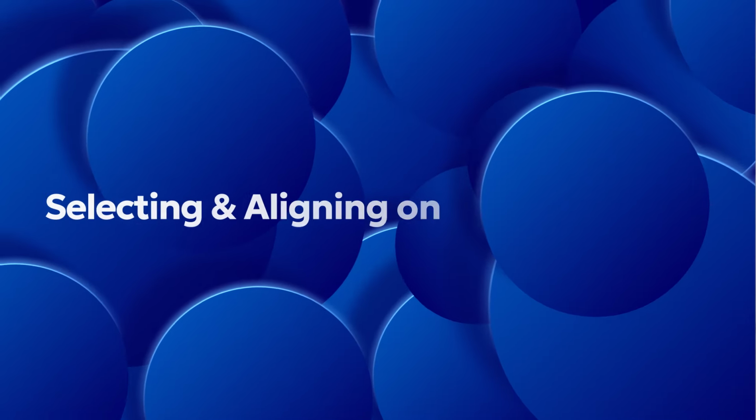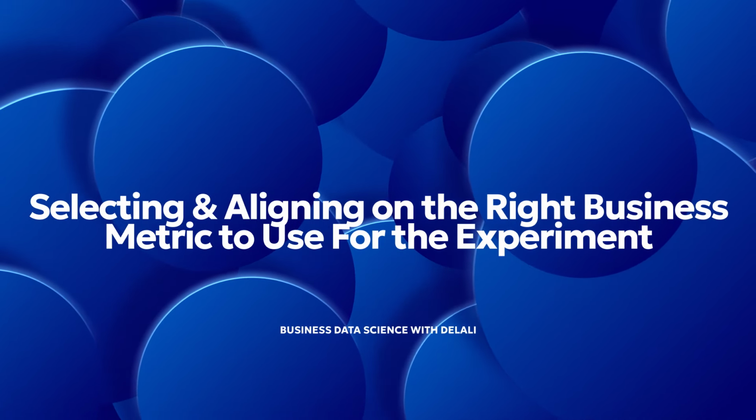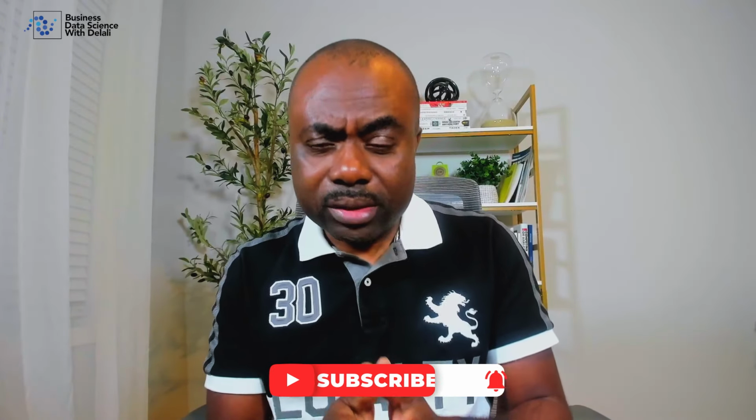Today I want us to talk about a very important step which is often overlooked, which is selecting and aligning on the right business metric to use for the experiment. Because guess what, at the end of the day, if you run an experiment and you don't have the right way to even measure the outcome, you've wasted everyone's time, right? And you've wasted a lot of resources. So today, let's think about how to select and align on the right business metric.